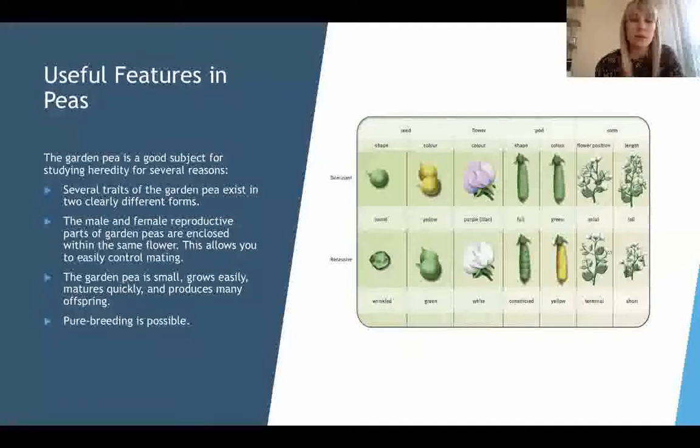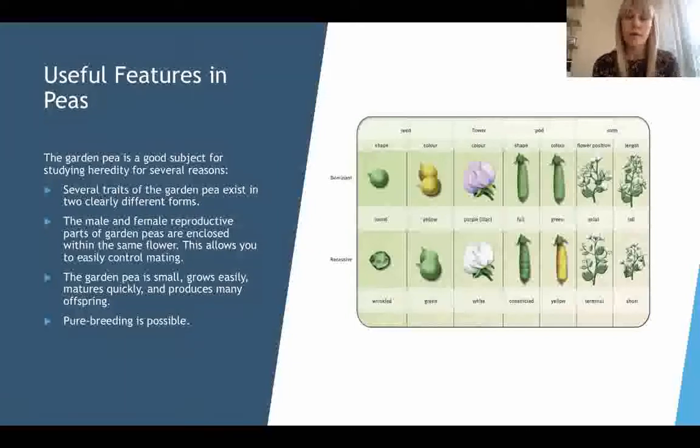So the easiest explanation, well, there are many reasons, but the 4 important things that you need to know is, one, that I've already mentioned, there are several traits of the garden pea that exist in 2 clearly different forms. So we said the shape. The shape is either round or wrinkled. The color is either yellow or green. The flower color is either purple or white, and so on. There's a picture on the slide that explains it very clearly to you.